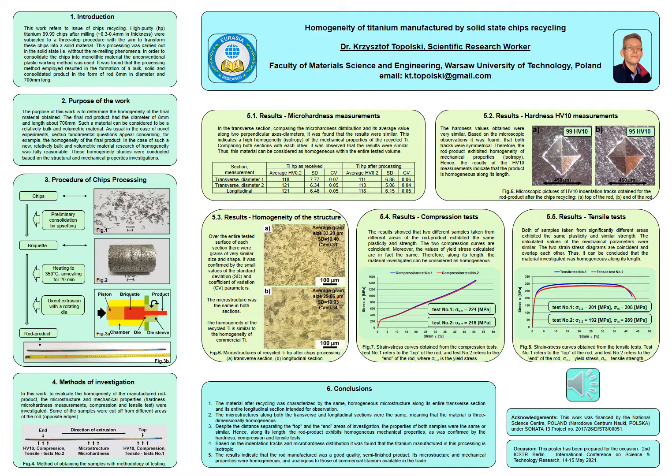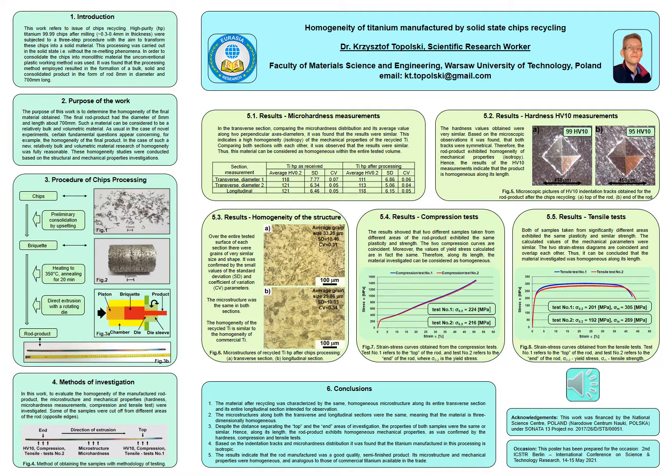In this stage, in order to consolidate the chips into monolithic material, the unconventional plastic working method was used. This method was a direct extrusion with a rotating die. The processing method employed resulted in the formation of a bulk, solid and consolidated product in the form of rod with a diameter of 8 mm and length of 700 mm.